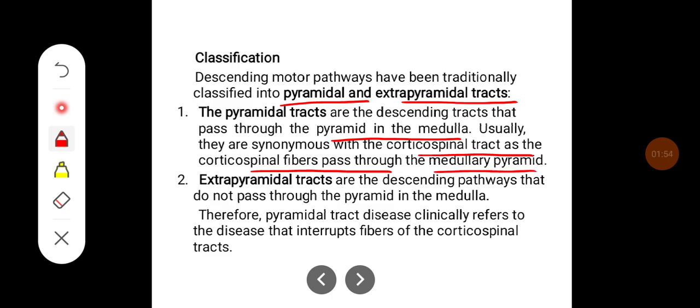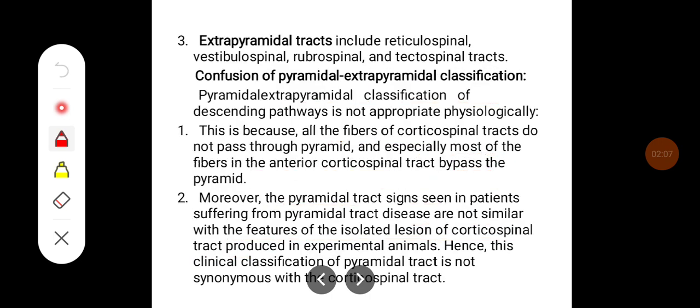Extrapyramidal tracts are the descending pathways that do not pass through the pyramid in the medulla. Therefore, pyramidal tract disease clinically refers to the disease that interrupts fibers of the corticospinal tract. Extrapyramidal tracts include reticulospinal, vestibulospinal, rubrospinal, and tectospinal tracts.